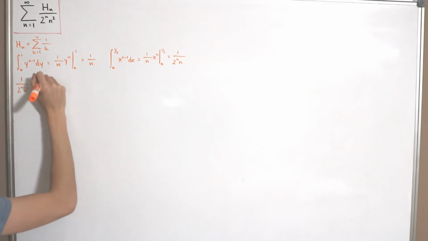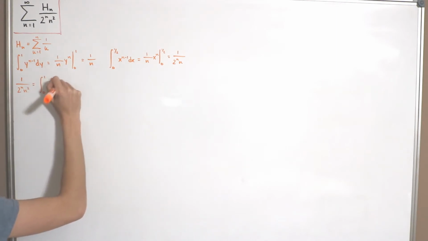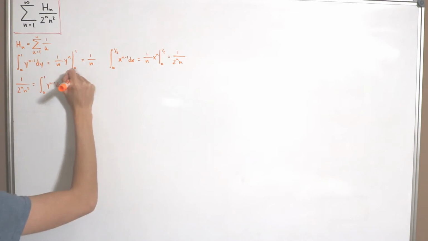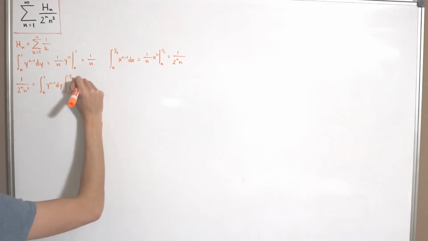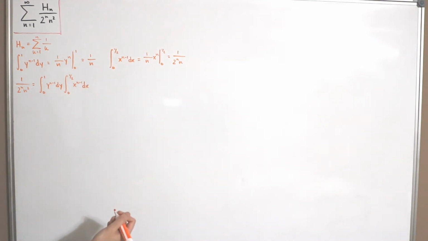simply a product of these integrals: the integral from 0 to 1 of y to the n minus 1 dy, multiplied with the integral from 0 to 1/2 of x to the n minus 1 dx. And so really this converts into a double integral.